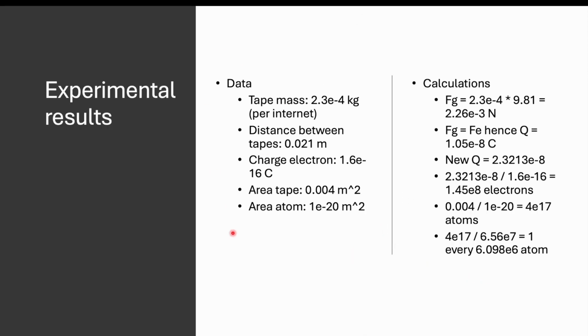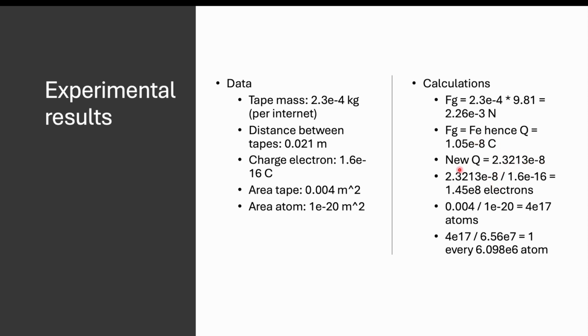So here were the data results. We have the mass, the distance between the tapes when it reaches equilibrium, and the charge of electron, the area of the tape, etc. And here are the calculations. First we found the force of gravity on the tape, and here we have the charge on one tape if it was considered a point charge, and here is the one if it's considered a rod, and we see there's a significant difference that we'll talk more about later.